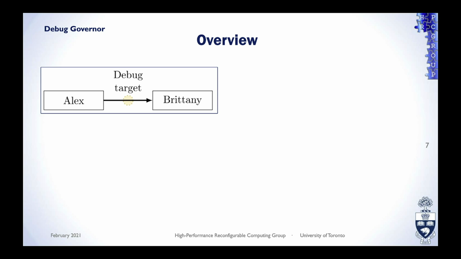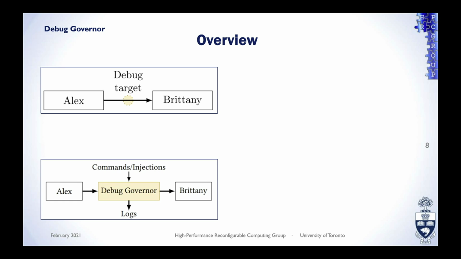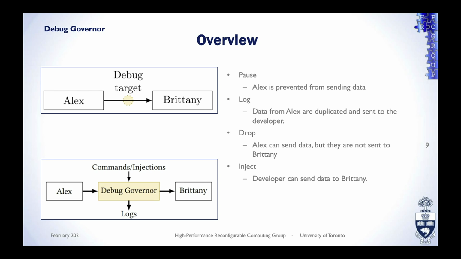Suppose we wish to debug the messages from a sender named Alex to a receiver named Brittany. The stream is passed through a debug governor, which offers four debugging operations. Pausing prevents Alex from sending data. Logging duplicates data from Alex to a third output. When dropping, Alex can send data freely, but nothing will reach Brittany. Injecting allows the developer to send arbitrary messages to Brittany, pausing Alex if necessary.